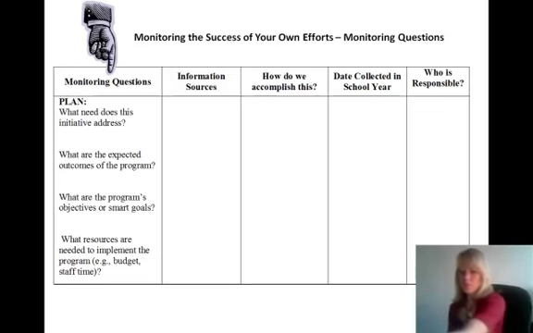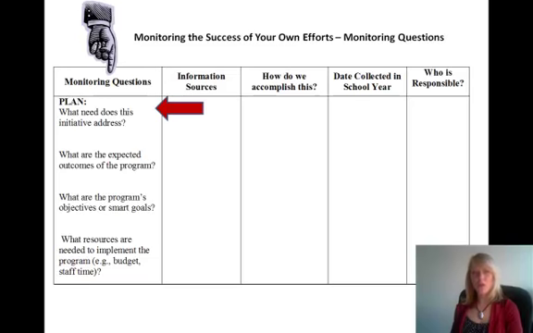So let's look at some first questions that you could ask. Some typical questions include, what need does the initiative address? What are the expected outcomes of the program? What are the expected objectives or SMART goals? And what resources are needed for implementation? Okay, let's consider the first question. What need does your initiative address?